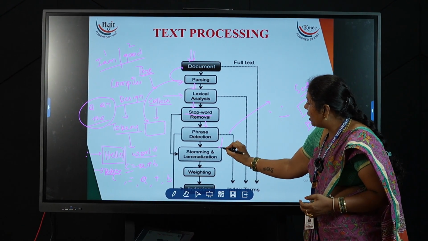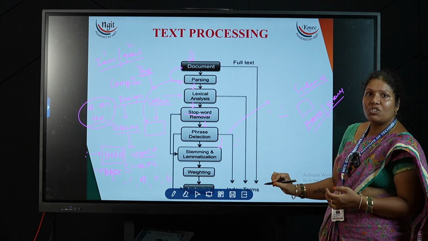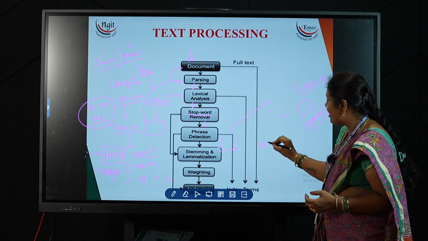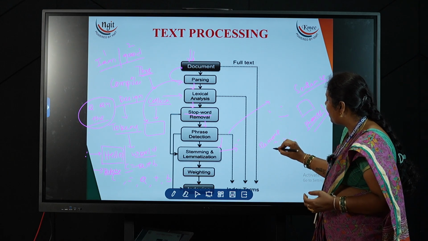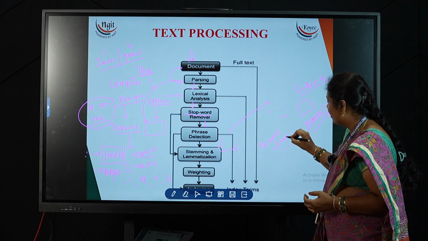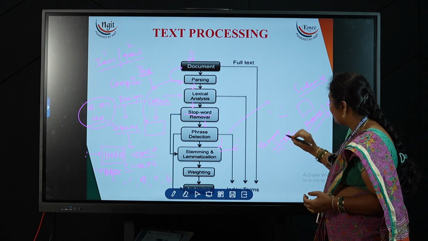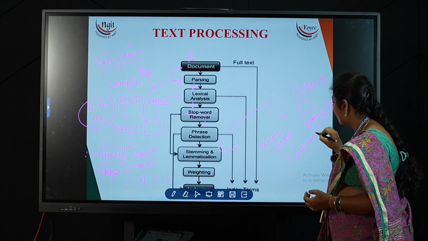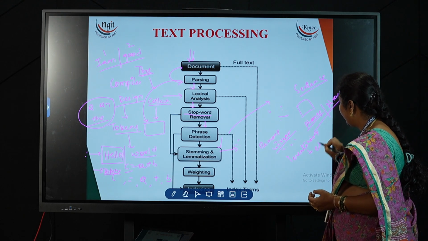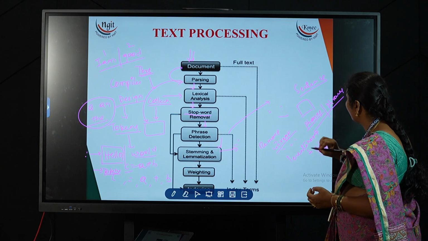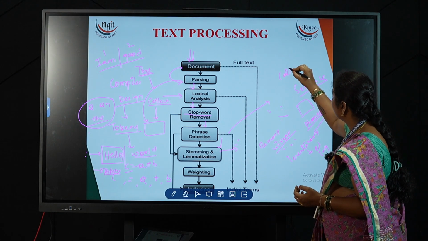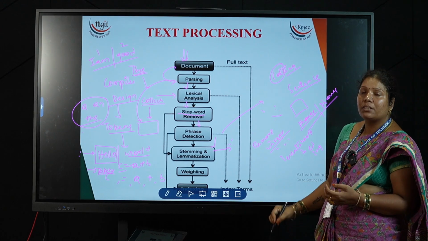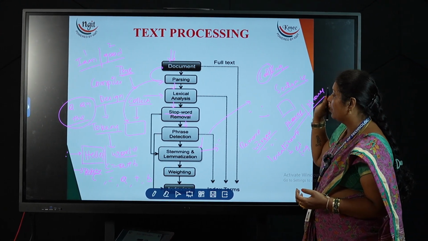After that you have to go for stemming and lemmatization. Stemming implies that you can remove the extra and unrequired part of your data. For example, you will have extensions like ed or ing. Say, calling. What is the exact word? Call is the exact word. So you can remove this extension.